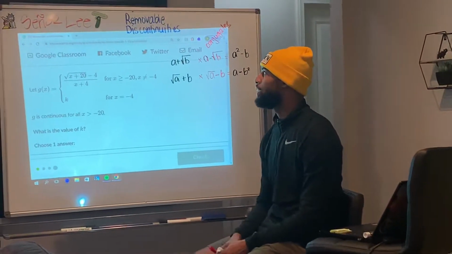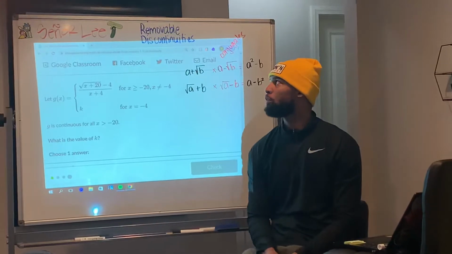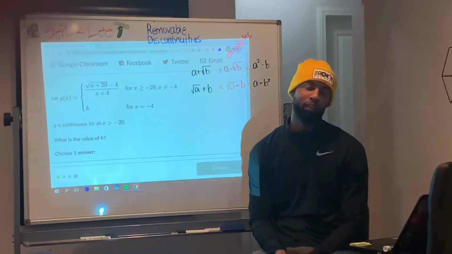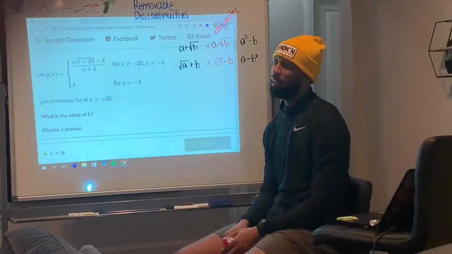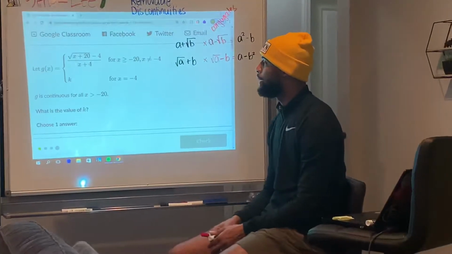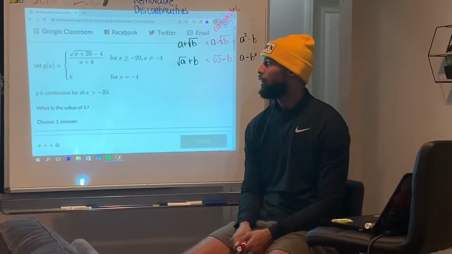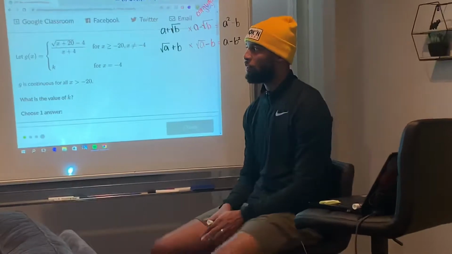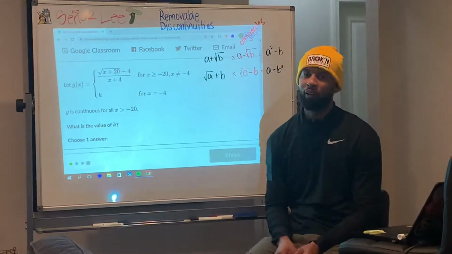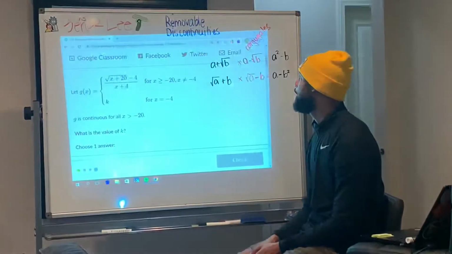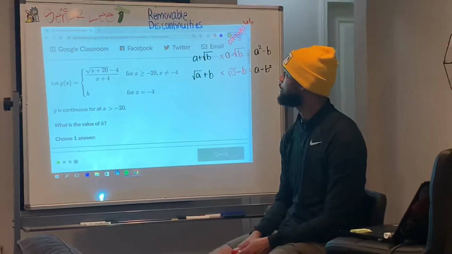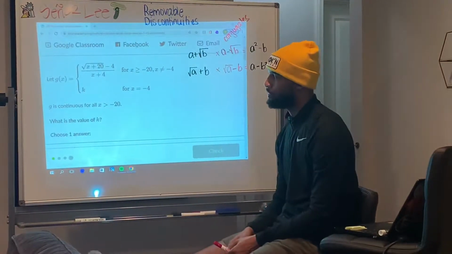Anyway, alright, this is called removable discontinuities. This corresponds to lesson 2, assignment 2. There's a couple of things going on here. We're still trying to figure out where it's continuous, and then we're going to have to play with this idea of conjugates and what they're used for.